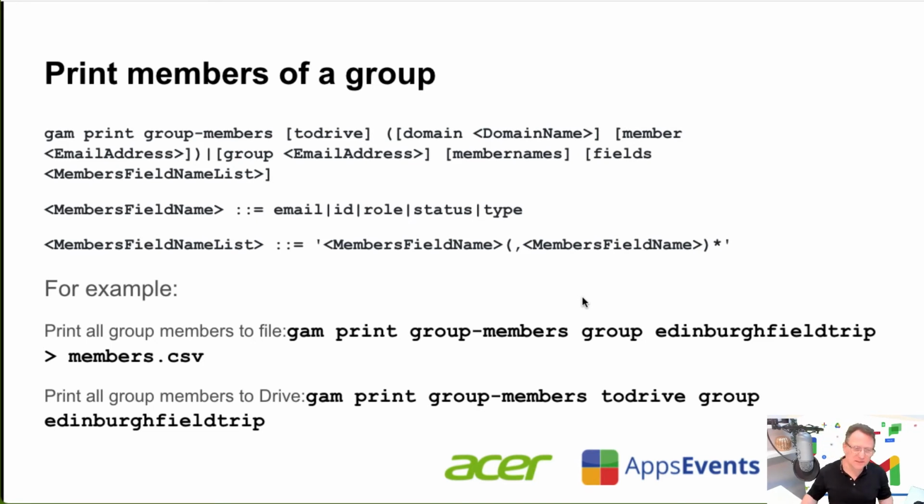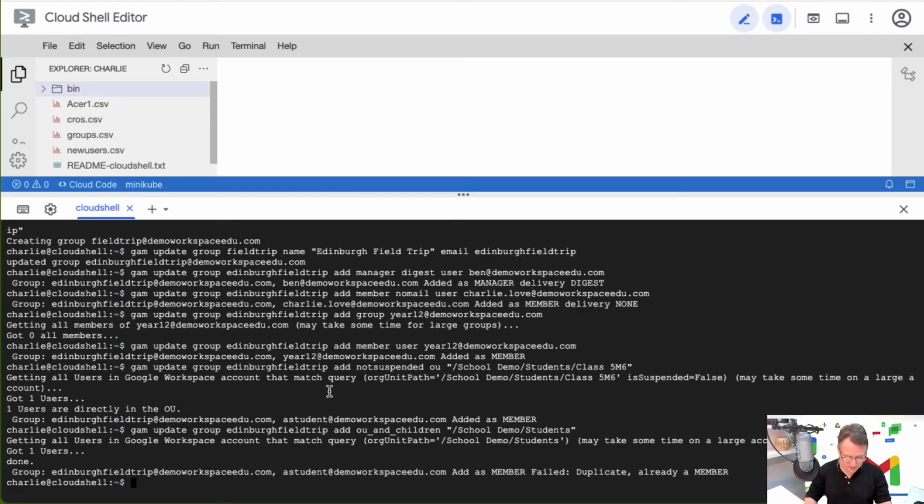But I find this easier just to use the standard command, GAM print group members, and I'm going to start off by printing it to a file. So jump across here to Cloud Shell, and I'm going to run that.